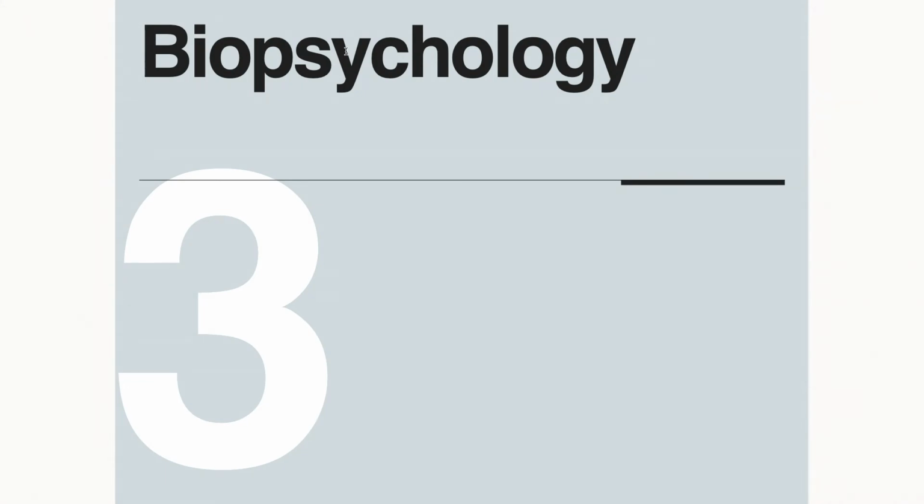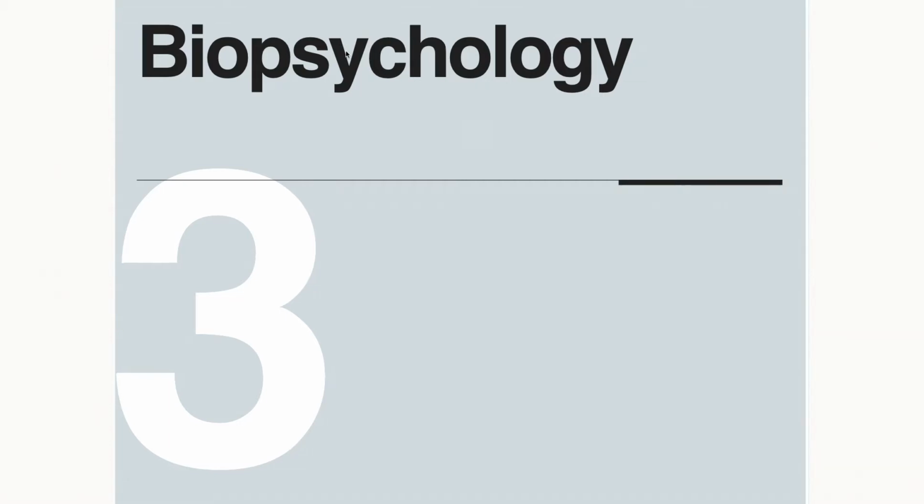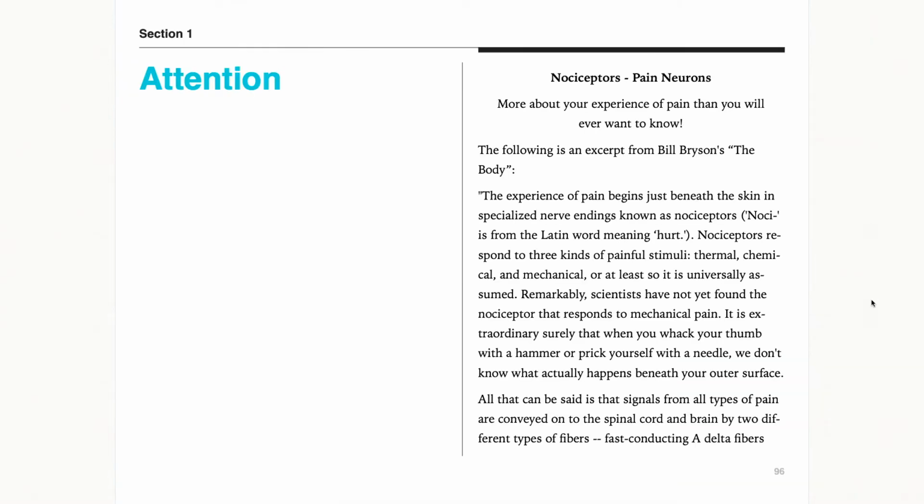Now, remember, always read the textbook, read the course book, watch these videos. It's the best way to prepare yourself for the expectations for the assignments at the end. So at the start, in the attention section, we look at nociceptors, which are specifically pain neurons. They're neurons that are specifically designed to communicate pain. What this introduces is not only the name of those types of nerves, but that we have different types of nerves. They're not all the same.